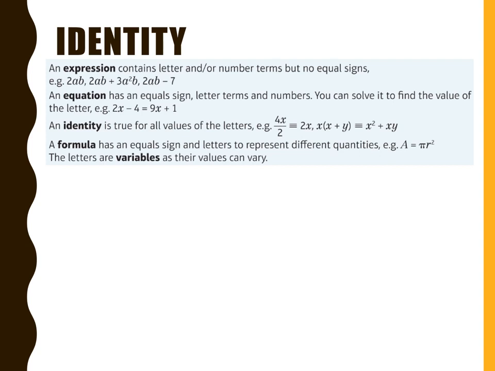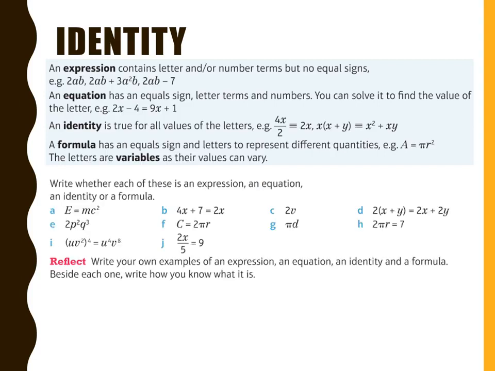A formula has an equal sign and letters to represent different quantities. Like the ones we found before: speed equals distance over time, or area of a circle equals pi r squared, or any other formulas that you might be aware of. So that is a formula. The letters are variables as their values can vary. Okay?